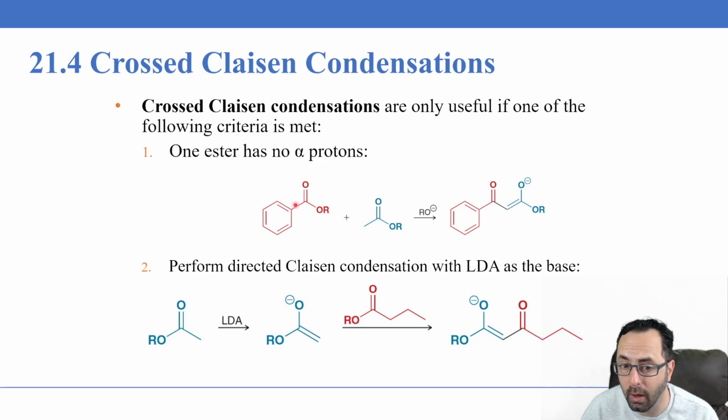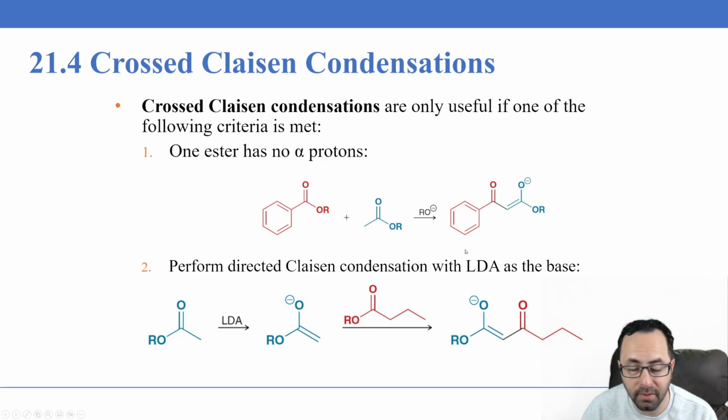proton, right? So there are no alpha protons, for example, on this phenyl ester here. Only this ester has alpha protons, and so those are the ones that will be deprotonated, and ultimately our beta keto group will be the phenyl beta keto group, and we'll ultimately get this condensation here where we have the unsaturated alpha beta bond and the deprotonated alkoxide ion.